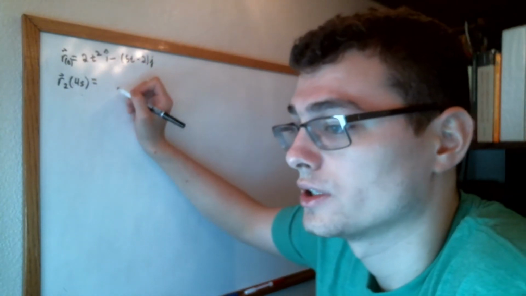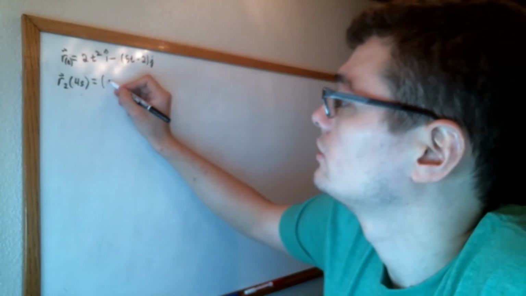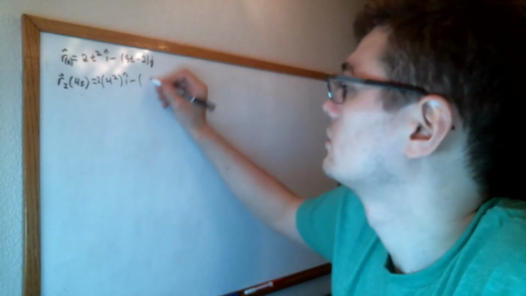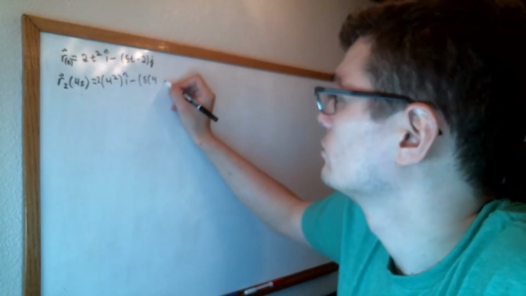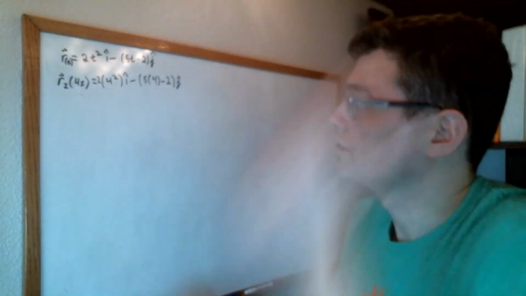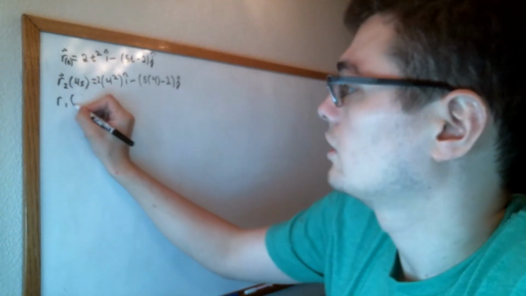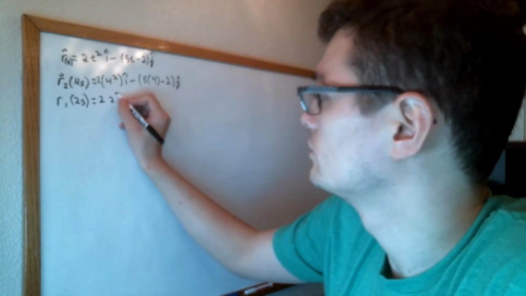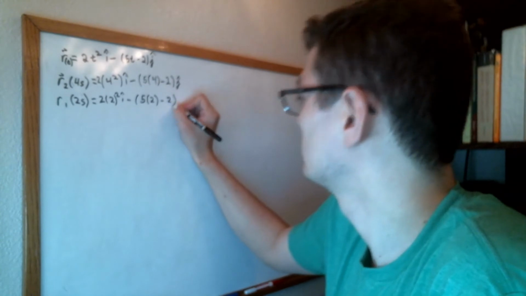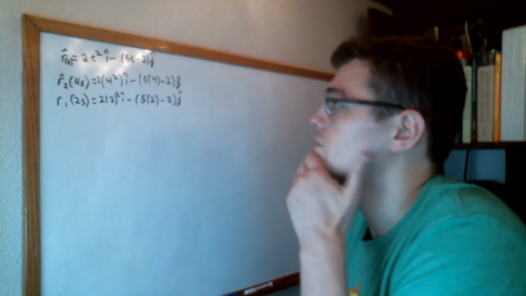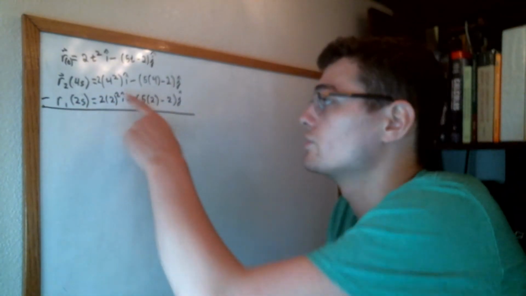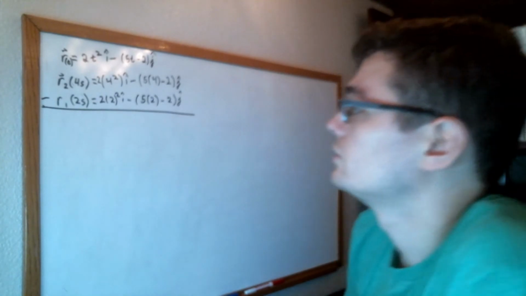And so this is going to be 2 times 4 squared i hat minus 5 times 4 minus 2 j hat. And then we'll have that r_1 of 2 seconds is going to be equal to 2 squared i hat minus 5 minus 2 j hat. Okay, so now we just need to subtract these two from each other. So we can put that all on a line. And so now I'm going to just do these numbers in my head. But all you really need to do is just put these two together.